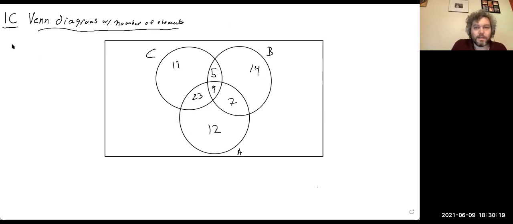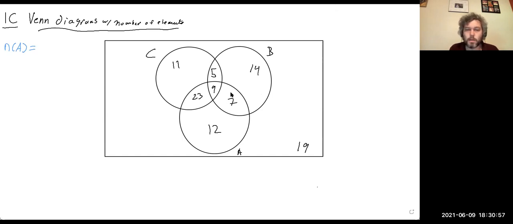Let's get a little more practice with identifying how this will work. This is a Venn diagram that has numbers inside of it instead of elements, so it's considerably less abstract than what we've done before. To make this a little better, I'm going to put the number 19 out here. If I asked you how many elements are inside A, what would you say?